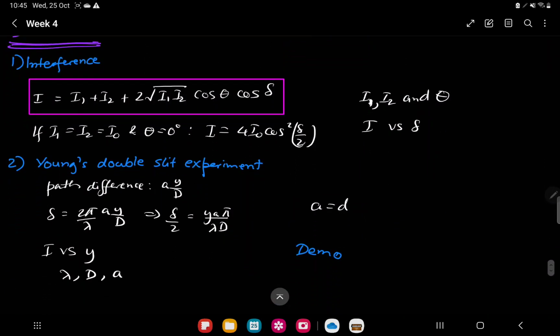Then I had shown you a live demo of Young's double slit experiment. You can go back and check that video.